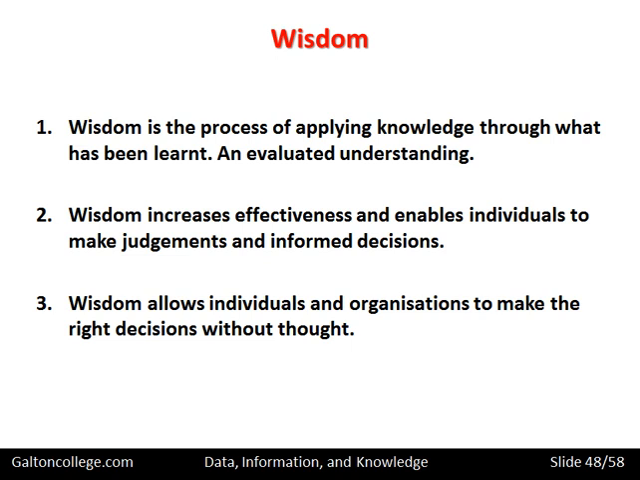It enables us to make right decisions almost without thought. Wisdom is selecting knowledge, but it's selecting it in a very fast and appropriate manner. It's selecting because the person who has knowledge knows which information is important in that situation. They have knowledge. They know the information that they need to make appropriate decisions.